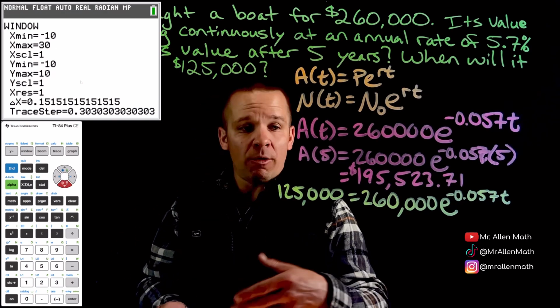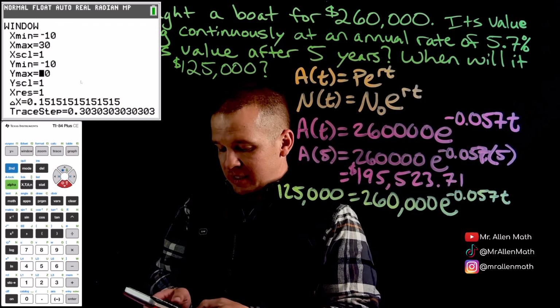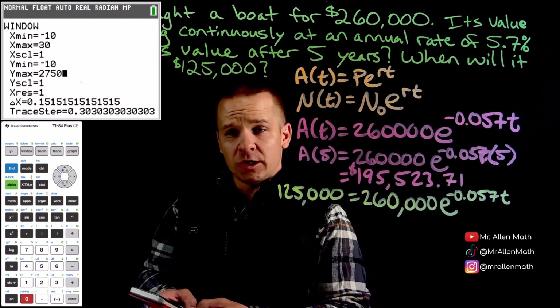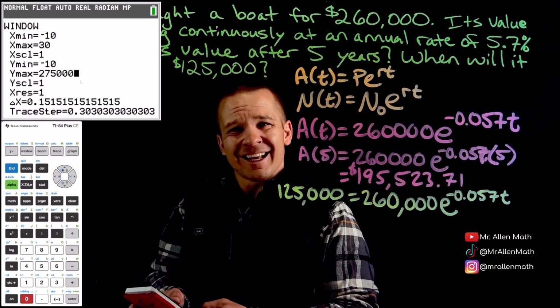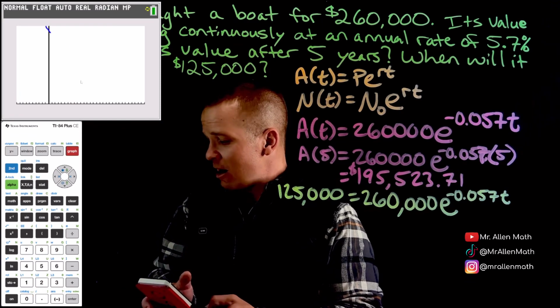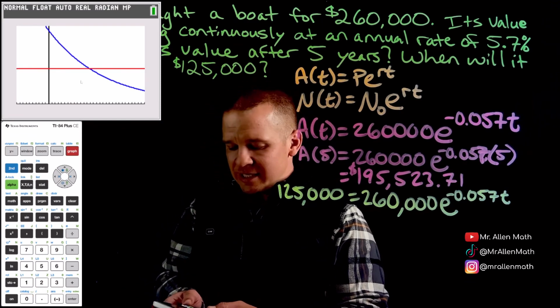Now, my y max, I want to see all of this, right? So I got to be at least 260,000. Let's go 275. 260 would be fine, but I'm just going to go a little bit above because I like to see what's going on. You know what I'm saying? All right, hit enter. Boom. Look at that. We can see that intersection.